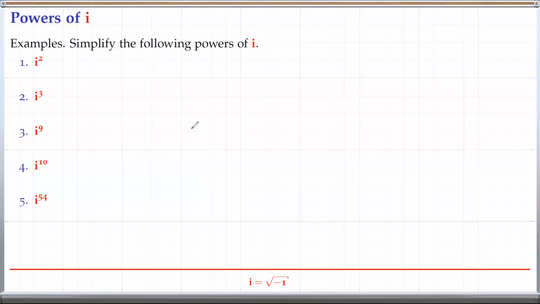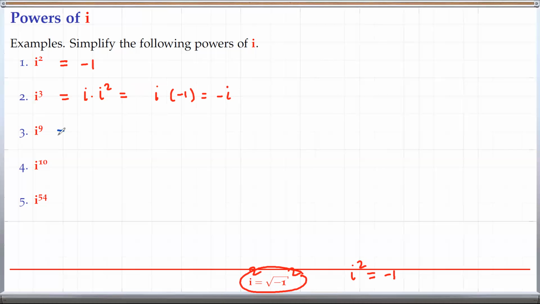So here we have powers of i. Using the fact that i equals the square root of -1, we can simplify these powers of i. So since i is the square root of -1, if we square both sides of this, we get i squared on the left side, and on the right side, the square root goes away. So we are just left with -1. The next one, we have i cubed. So i cubed we can write as i times i squared. And we know i squared is -1. So i times i squared will be i times -1, which is -i.